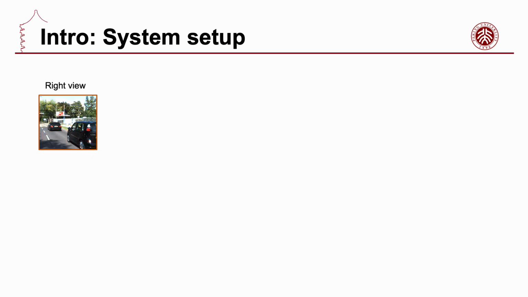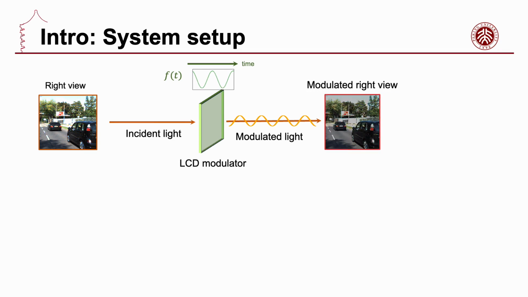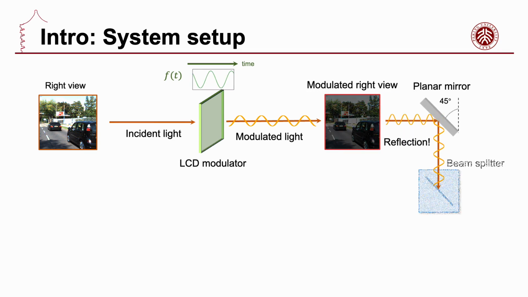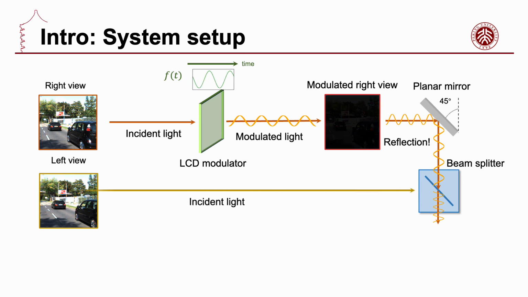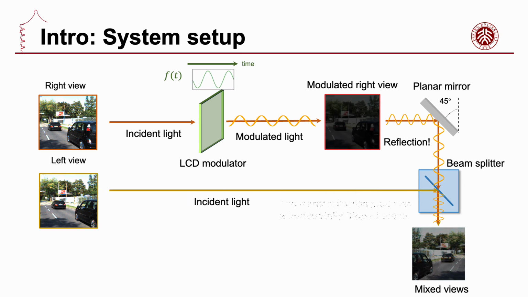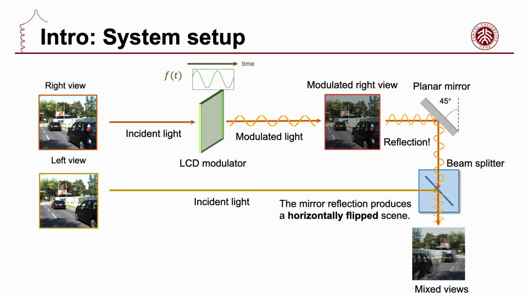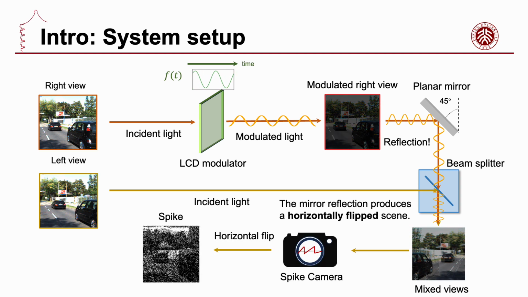In the complete optical path, the right view first passes through the LCD modulator, so its brightness changes over time, and then it is reflected by the planar mirror to the beam splitter. The left view is not modulated, it passes through the beam splitter and merges with the right view to form a mixed view. The spike camera receives this mixed scene and outputs a spike stream. The mirror reflection also introduces a horizontal flip, which is handled later during system calibration.